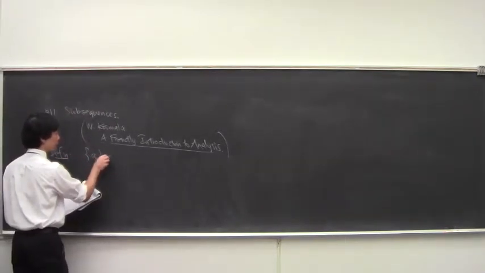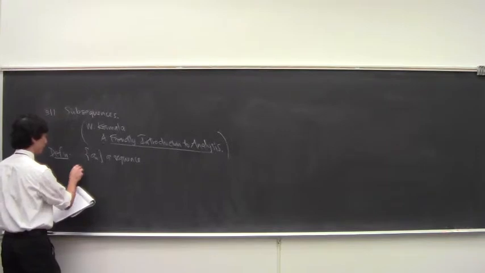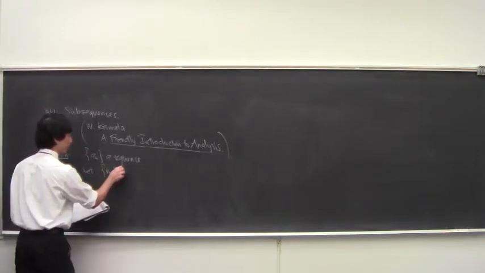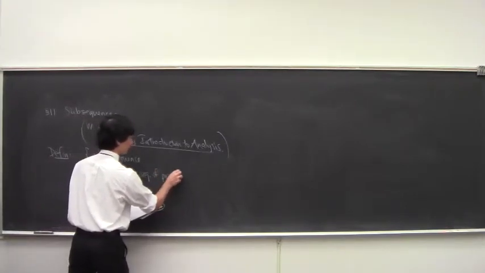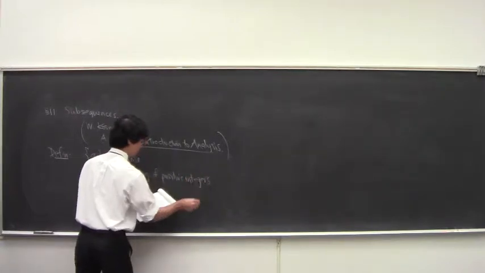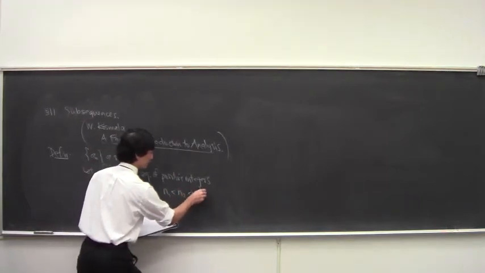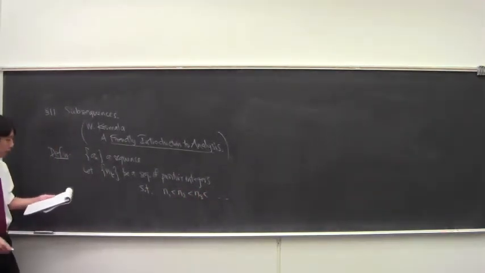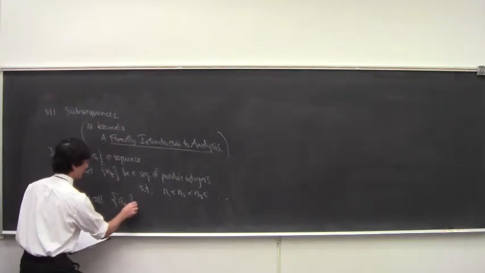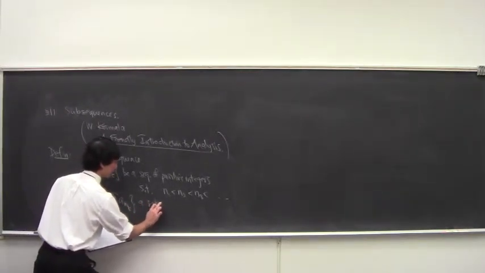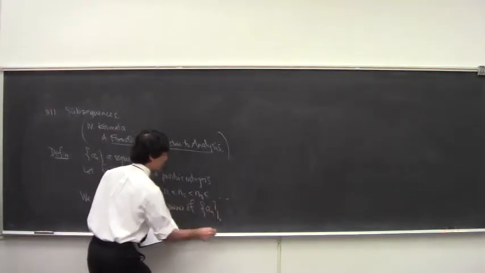You have some sequence, and then you have, let n sub k be a sequence of positive integers where they are increasing. Okay. So you have some sequence. Then we call a sub nk a subsequence of the sequence a sub n. Okay.